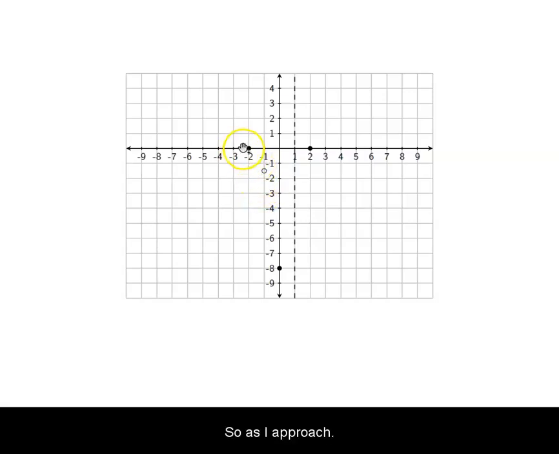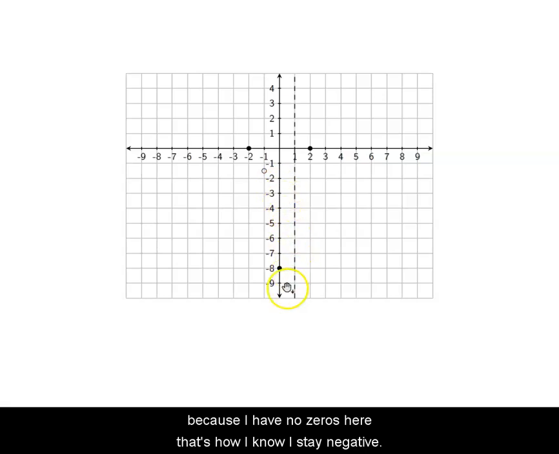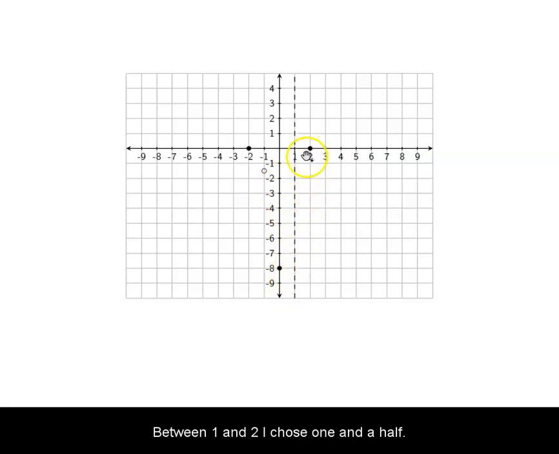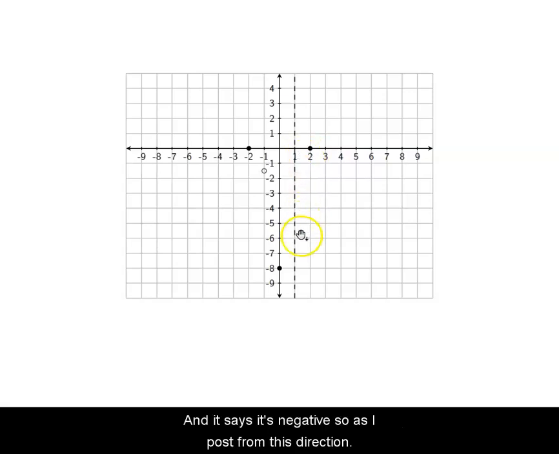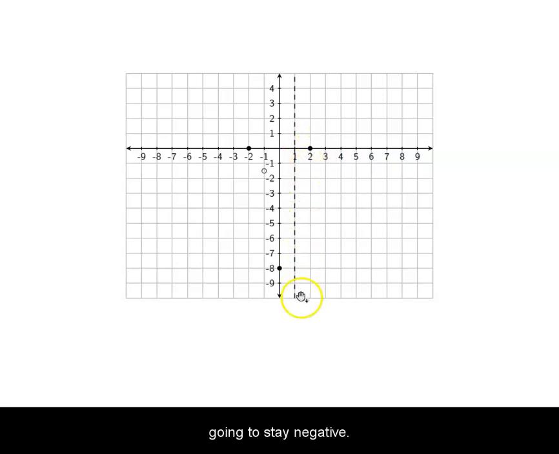So as I approach in between these two values, from my 0 to my asymptote, I have a negative value. I'm not going to just magically come up and cross here because I have no zeros here. That's how I know I stay negative, right? Between 1 and 2, I chose 1.5, and it says it's negative. So as I approach from this direction towards this line, I know that my function stays negative, because if in between here is a negative value, it's never going to come up to be positive because nothing crosses this axis again, because this is the last 0. So it's going to stay negative, right?